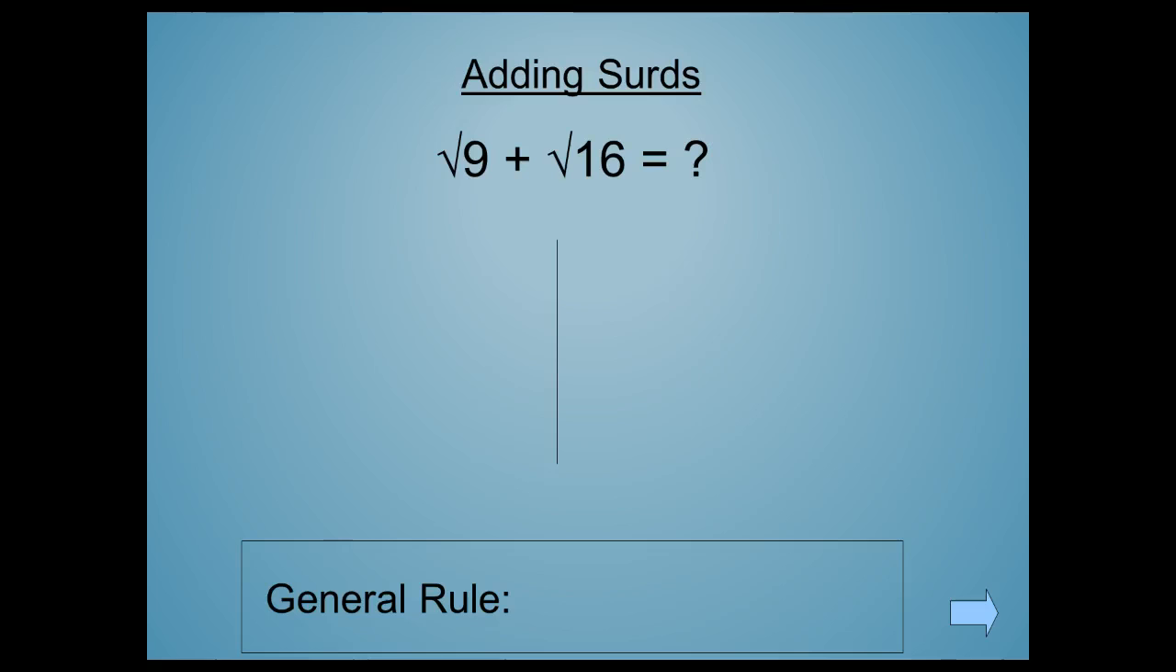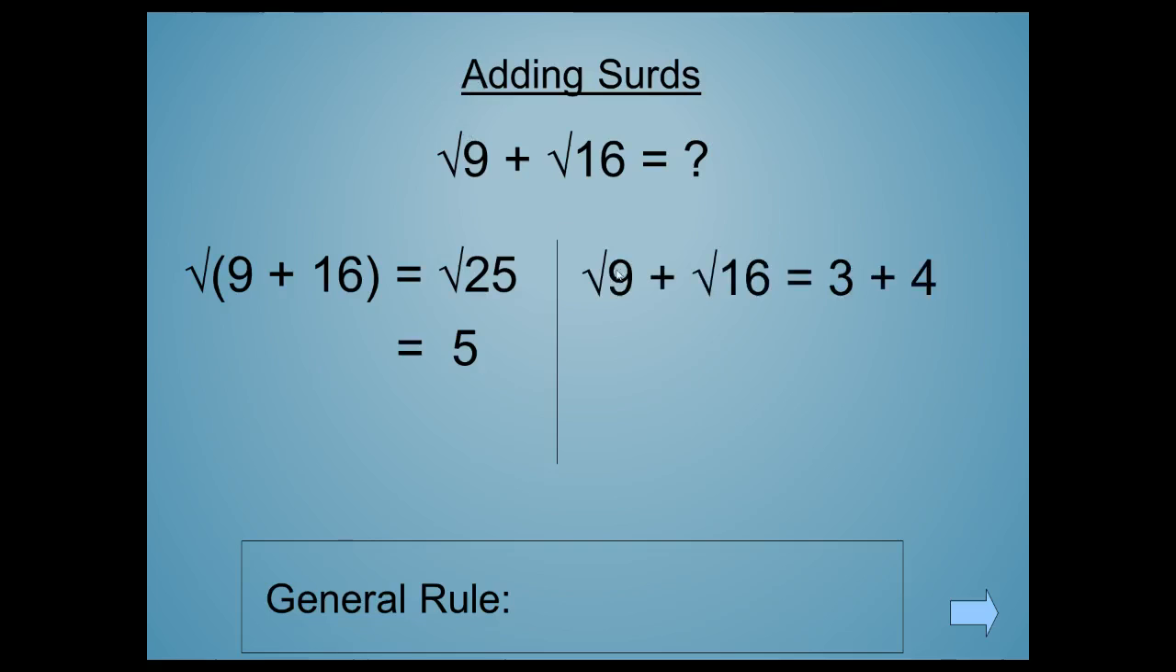Okay. What about adding surds? Can we do it? Well, I'm going to start off by showing you that if you try and use the rules that we used beforehand for multiplying, then the square root of 9 plus the square root of 16 would be the same as the square root of 25, which would then give you 5, right? Except the square root of 9 is 3, we know, and the square root of 16 is 4. If I add 3 plus 4, that gives us 7. So that rule cannot apply, right?